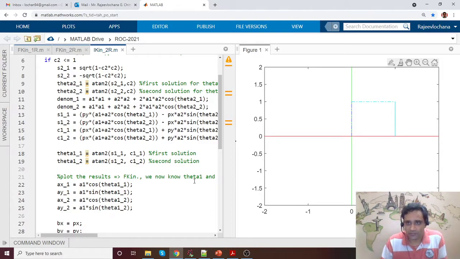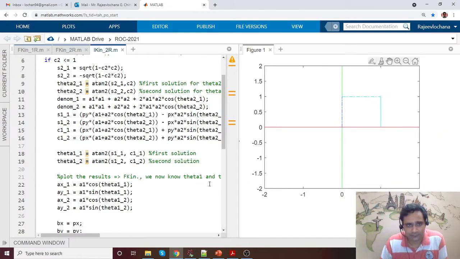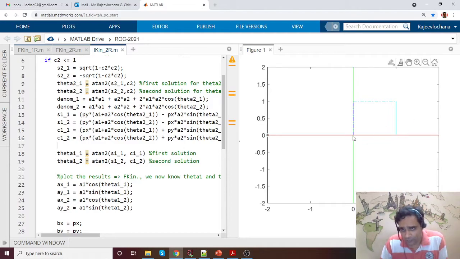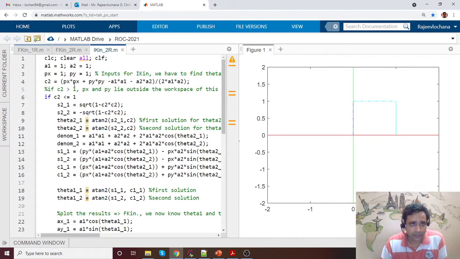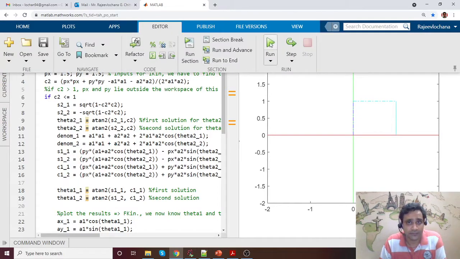So through this, we also got an opportunity to understand how to debug, right? So one of the solutions is along this, and there is another here. Now let me try to give some other example. Let us try to go to 1.5 and 1.5. Again, it will be on the 45 degrees line. Control S, editor, run.